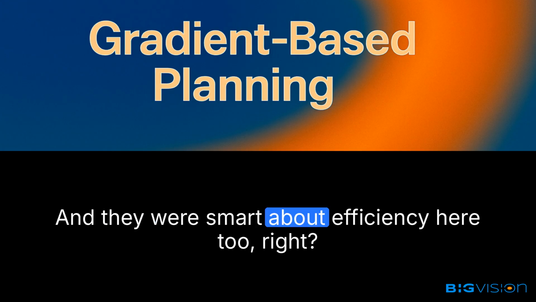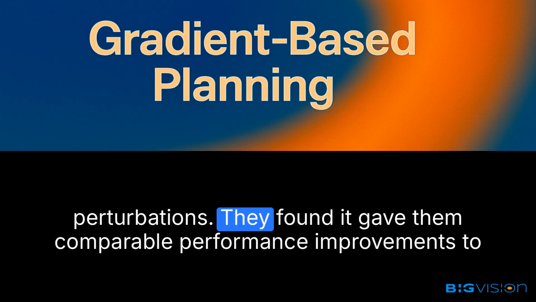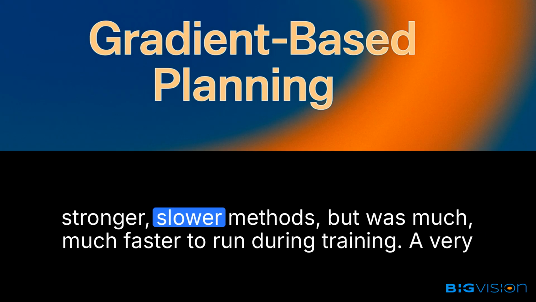And they were smart about efficiency here too, right? Very. They use the fast gradient sign method, FGSM, to generate these perturbations. They found it gave them comparable performance improvements to stronger, slower methods, but was much, much faster to run during training. A very pragmatic choice.